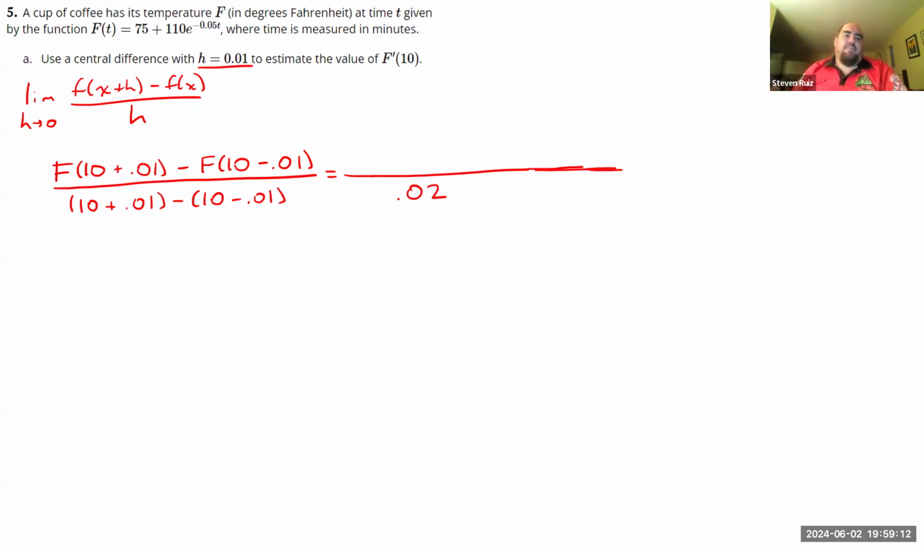So for the rest of this, let's evaluate this function at both of these values. What is f of 10.01? Give me a second here. So 10.01 times 0.05 negative, if I raise e to that, times 110 plus 75. The value I get there is 141.69.